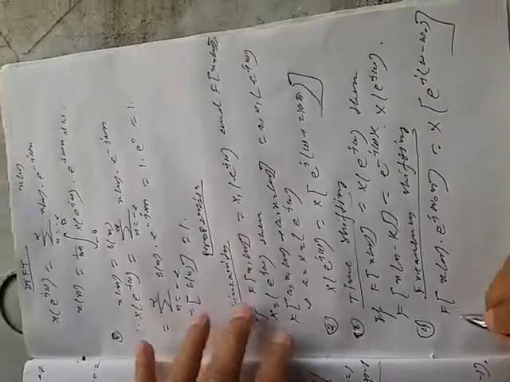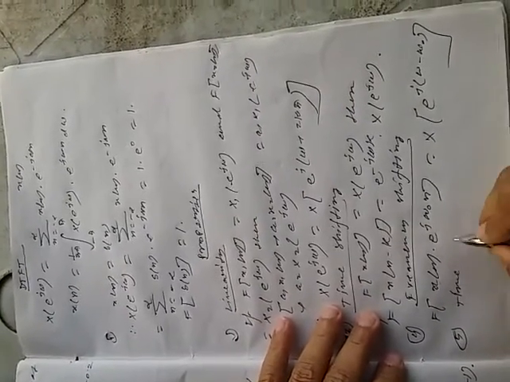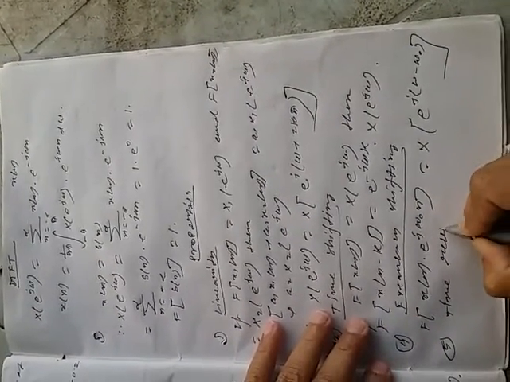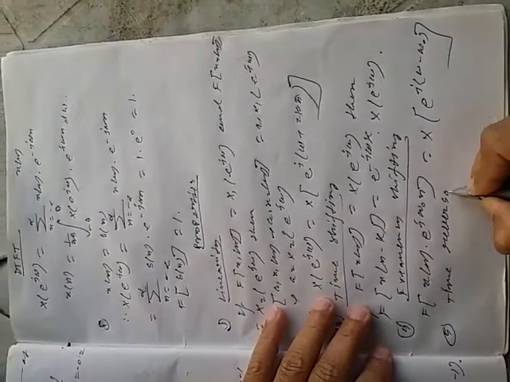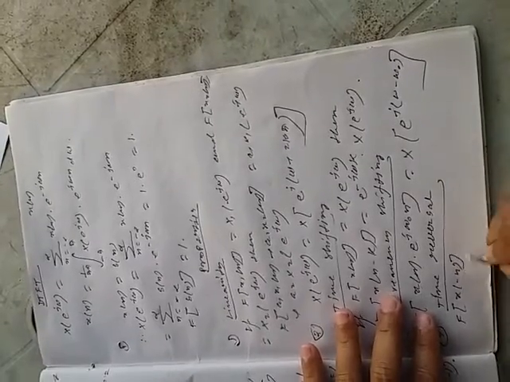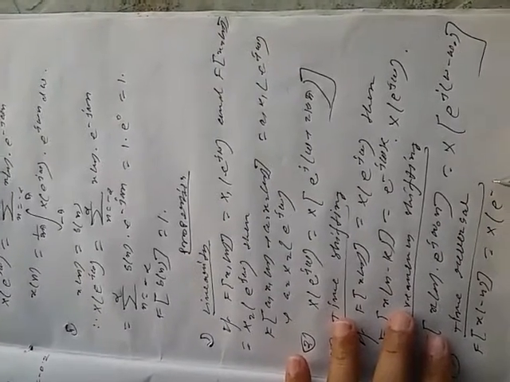Now the time reversal property. What is that? We know the time reversed signal of x of n is x of minus n. So Fourier transform of x of minus n will be equal to capital X of e to the power minus j omega. So this is the time reversal property.